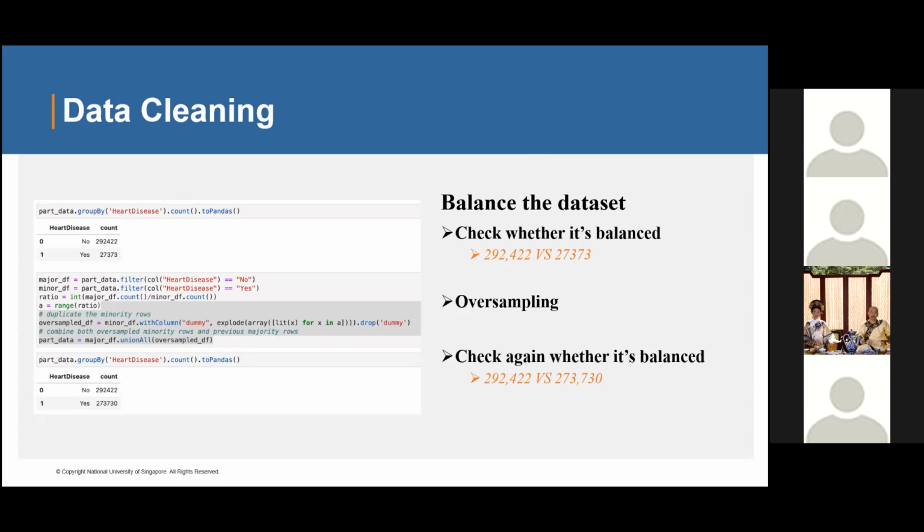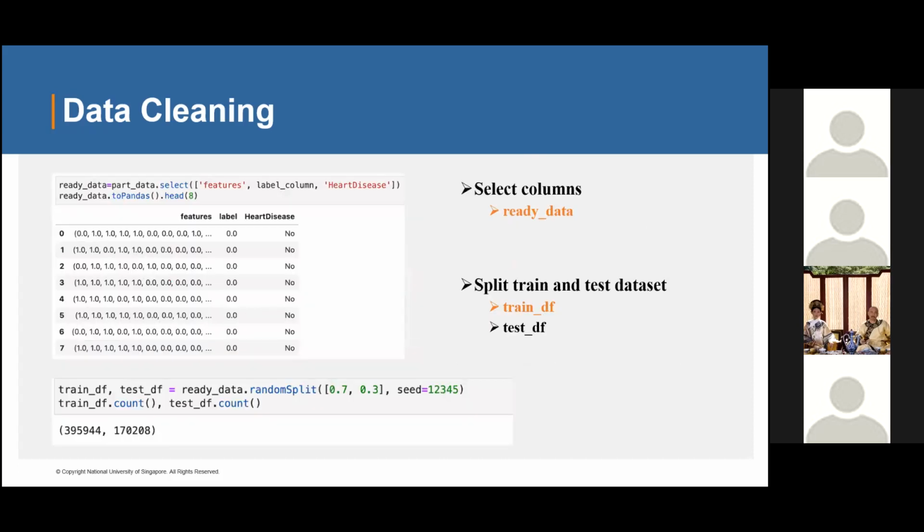Next page, please. After that, we selected useful columns for later use and named it ready data. And then we randomly split ready data into training dataset and testing dataset. Here, the data is fully ready for model construction, and my partner will introduce the model part. Next page, please.